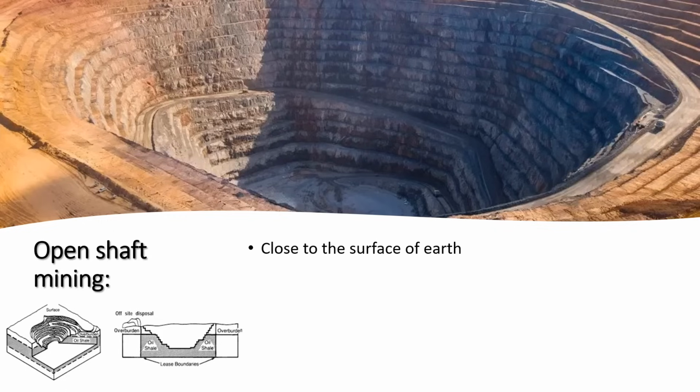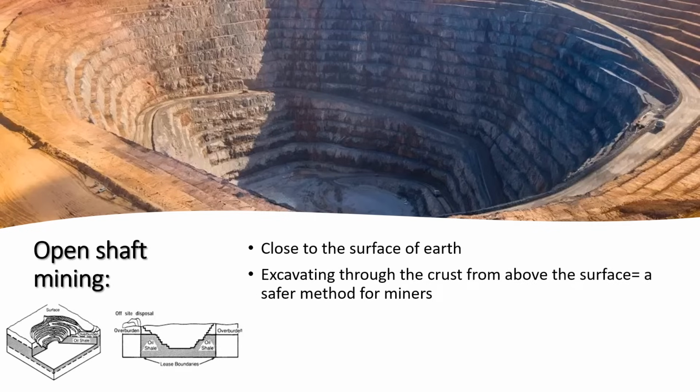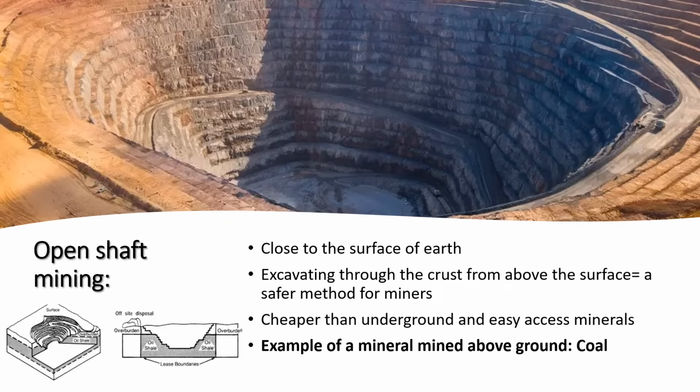Open shaft mining is close to the surface of the earth, which means there is not much underground work which needs to be done in order to obtain or to remove the minerals. The excavating through the crust of the surface takes place from above the surface, which means it's a safer method for miners in order to extract the minerals. Open shaft mining is also a cheaper process than underground mining, and it is easily accessible to get to the materials. An example of a mineral mined above ground is coal.